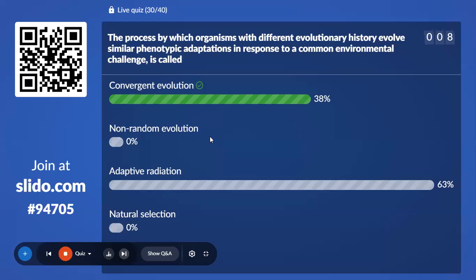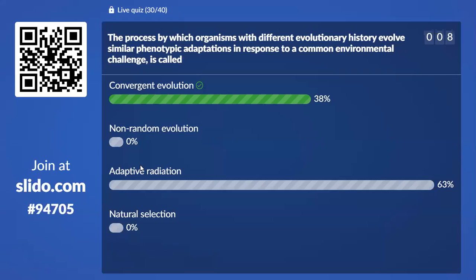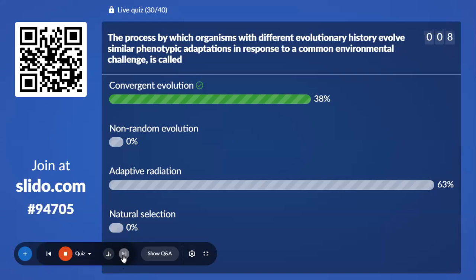Okay, here we haven't told about spreading, right? It comes under adaptive radiation. The leaderboard after this question, a very crucial leaderboard.